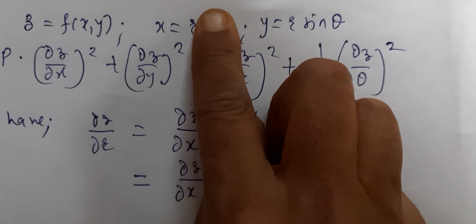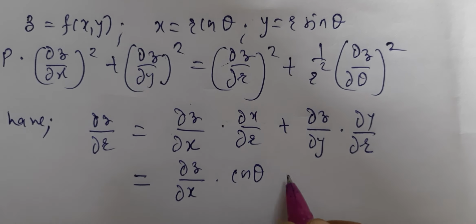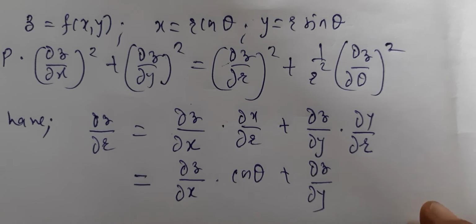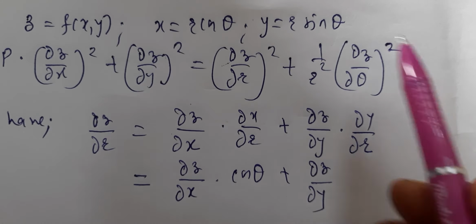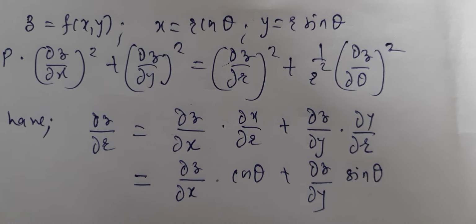Derivative of r with respect to r is 1, and we are going to get simply cos theta. Exactly the same way, ∂z/∂y I'll keep as it is, and ∂y/∂r will be sine theta.